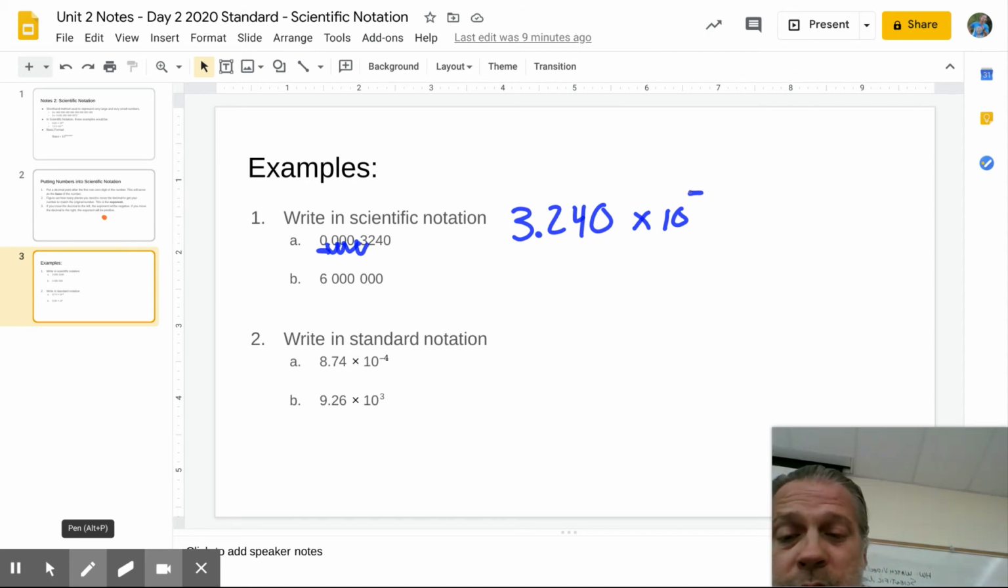So what I usually tell students is to count how many places you move the decimal. So 1, 2, 3, 4. So this has to be 3.240 times 10 to the minus 4.